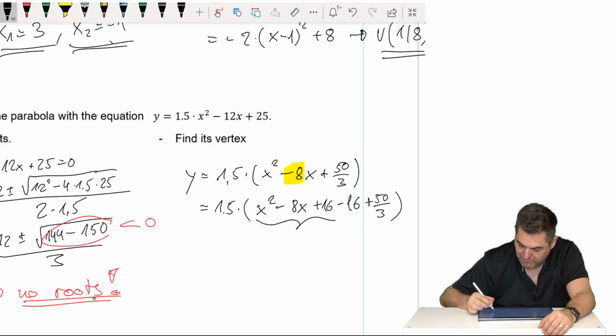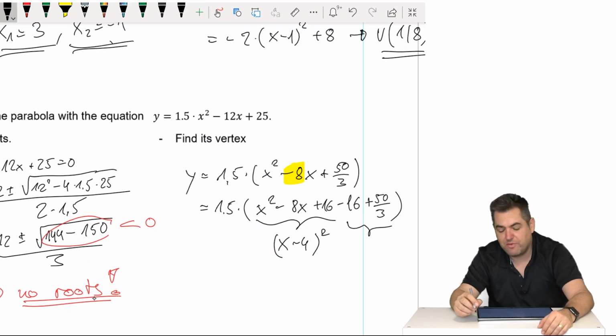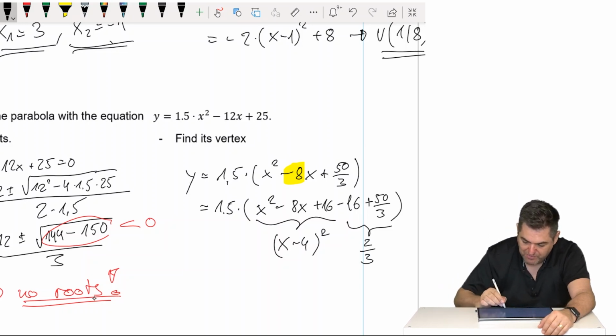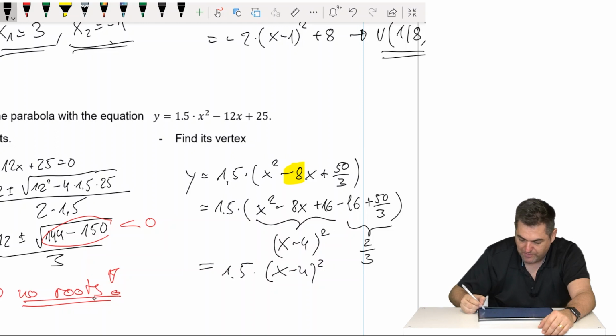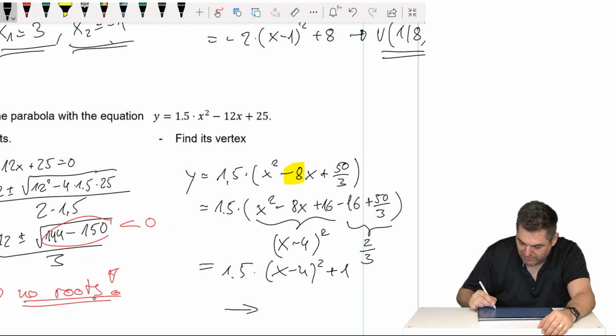Now I use the binomial formula backwards, and here 16 is 48/3, so I have negative 48/3 plus 50/3, it's 2/3. And I multiply everything with 1.5, so I have 1.5 times (x minus 4) squared, and 2/3 times 3 halves is just 1. So the vertex is at (4, 1).